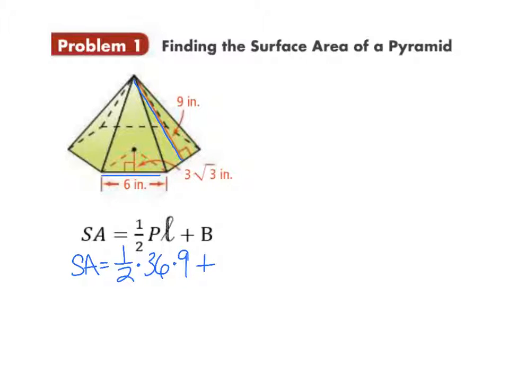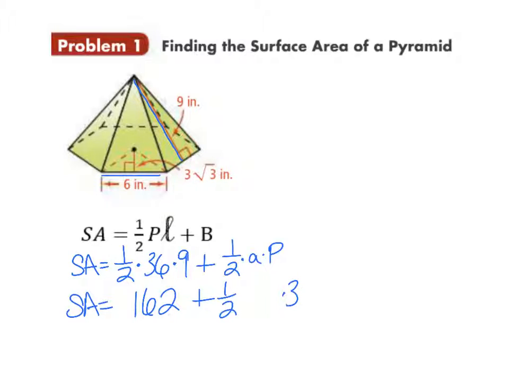All right, this is a hexagon, so that's a 1/2 AP formula. So I have to find the apothem, and I have to find the perimeter. So I have SA equals, let's go ahead and we can multiply this stuff together. 1/2 of 36 is 18. And then take that times 9, and I get 162 for this first part, the lateral area. Now when I add in the base, it's going to be 1/2. Don't know the apothem, going to come back, but the perimeter we said was 36.